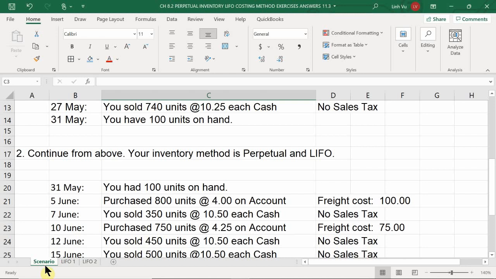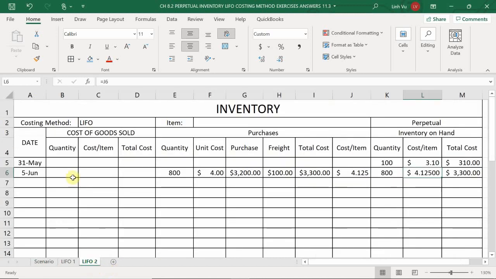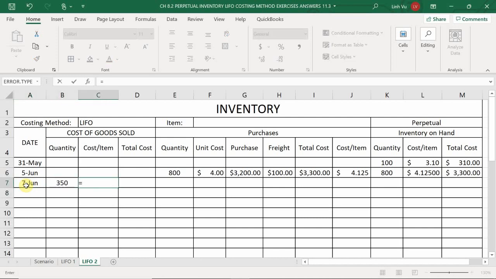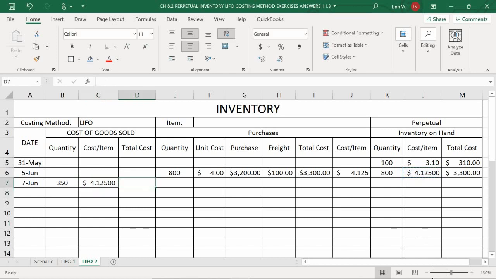Then June 7 rolls around and you end up selling 350 units at $10.50 each. So you sold 350 units on June 7. Now, which batch of inventory am I going to take out from here? The 800 one? The 800 one at $4 and 12 and a half cents.